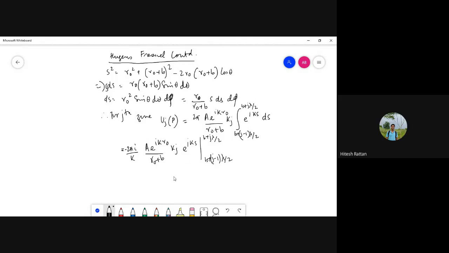Where did phi come from? No, this is the two-dimensional element. No, this is basically not. Don't get confused from here.